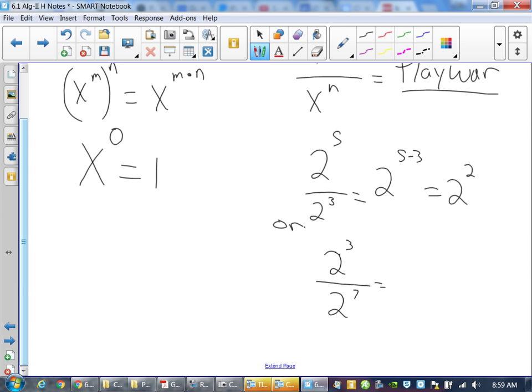If it was in the denominator, which one wins, a 7 or a 3? 7. So then it becomes 2 to the 7 minus 3, which is 1 over 2 to the 4th. That's how you always keep exponents positive, because negative exponents aren't our friends.